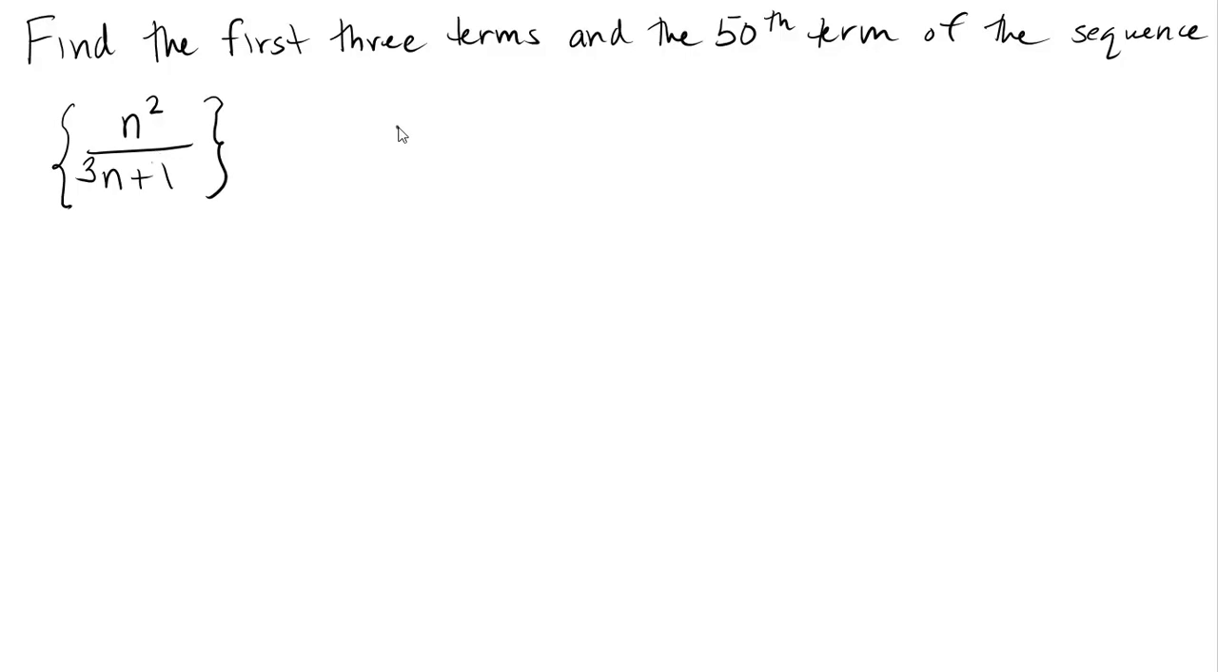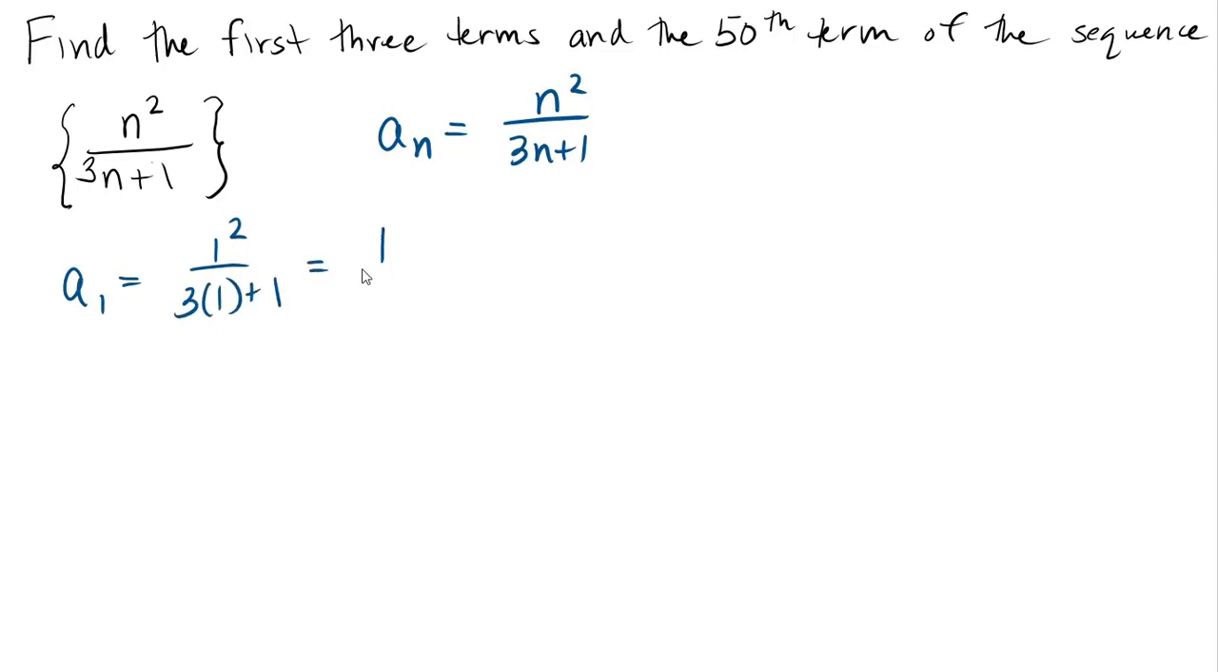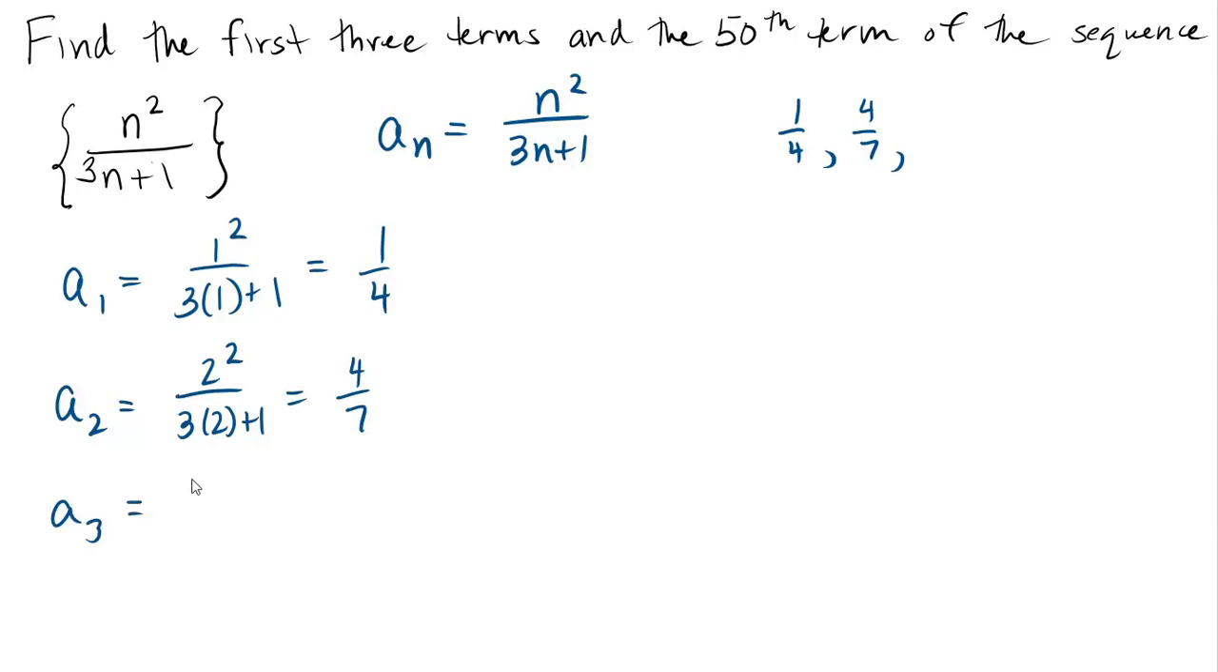This notation is telling us that the nth term of our list is generated by the formula n squared over 3n plus 1. So if I want to find the first term, I plug 1 in for n. That's 1 squared over 3 times 1 plus 1, which is 1/4. So the first term of our sequence is 1/4. The second term of our sequence is 2 squared over 3 times 2 plus 1, which is 4/7. The third term would be 3 squared over 3 times 3 plus 1, which is 9/10.